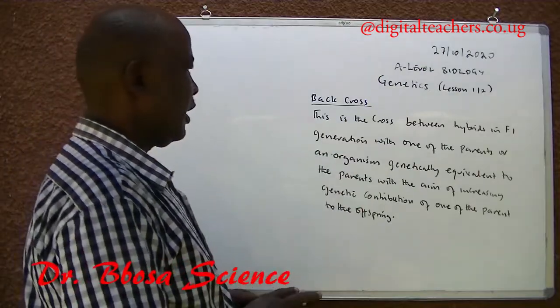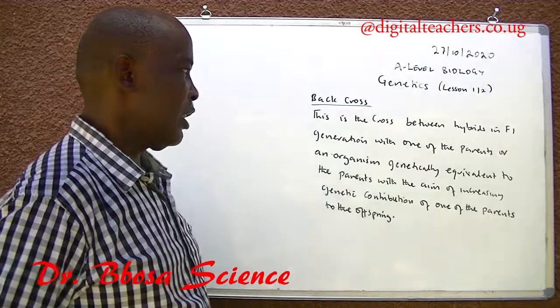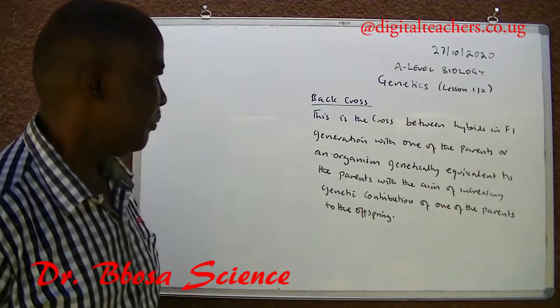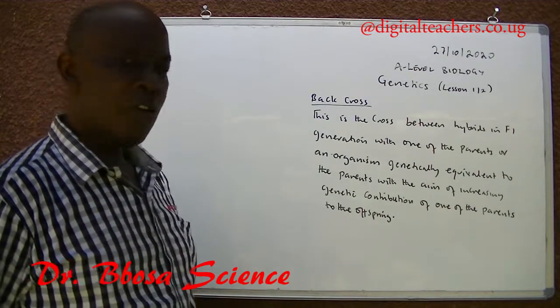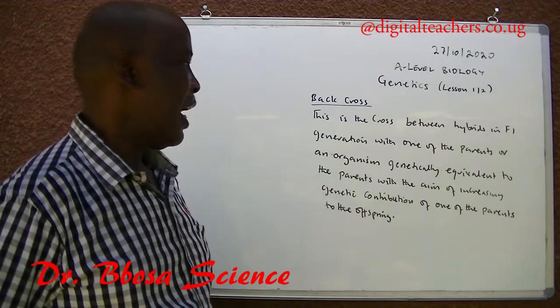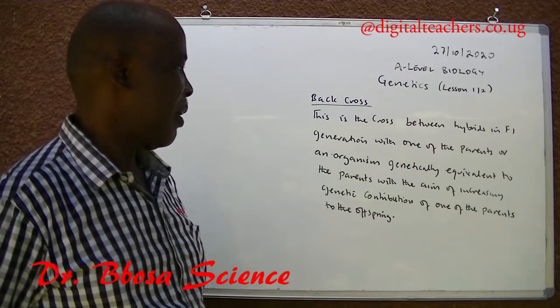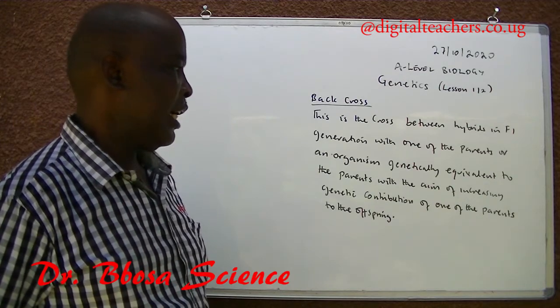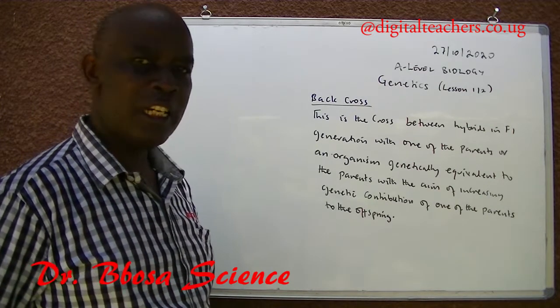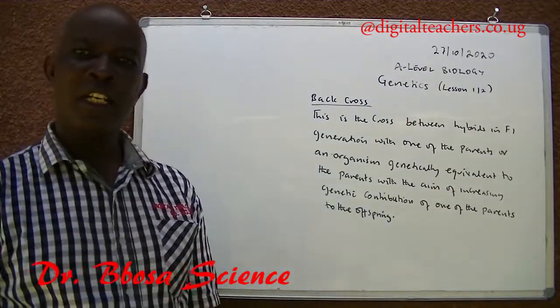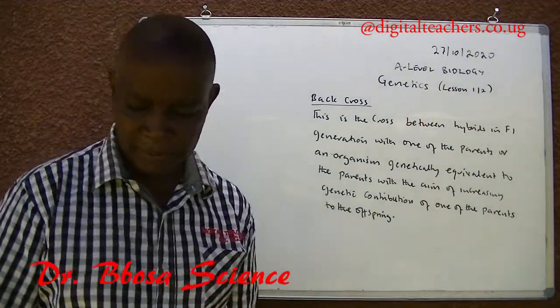Back cross. This is the cross between hybrids of the F1 generation with one of the parents, or an organism genetically equivalent to the parents, with the aim of increasing the genetic contribution of one of the parents to the offspring.